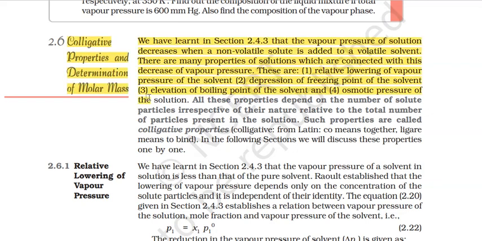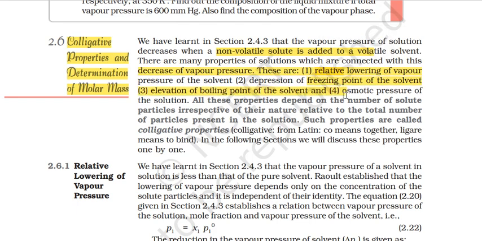And in colligative properties, we also determine molar mass. Basically colligative properties, in one line, are those properties which do not depend on anything but your number of moles. It will depend only on the number of moles. Fine. We've learned vapor pressure of solution decreases when non-volatile solute is added. We did this. Many properties are connected with this decrease of vapor pressure. Many such things where you add solute and there is a change in property. Those are the properties we have. These, all of these.